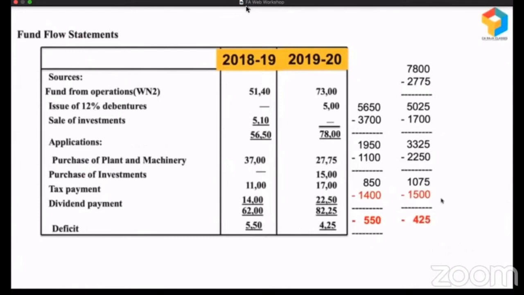This business is not learning from its mistakes. When they are left with 1,075, they should have stopped at that level. They should have ensured that this money is going for supporting the working capital requirements of the business, but they didn't do that. Okay, so all these kinds of hidden practices will get caught, will get revealed in the fund flow statement.